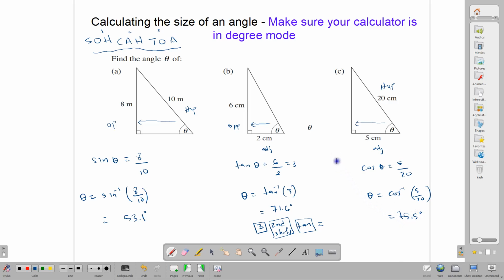It's important that you learn how to use your calculator to find angles, as well as to use your calculator with your trig ratios to find lengths of sides. These questions are pretty straightforward, and students generally don't have any problems with these, apart from where they might mix up the sides and choose the wrong ratio.